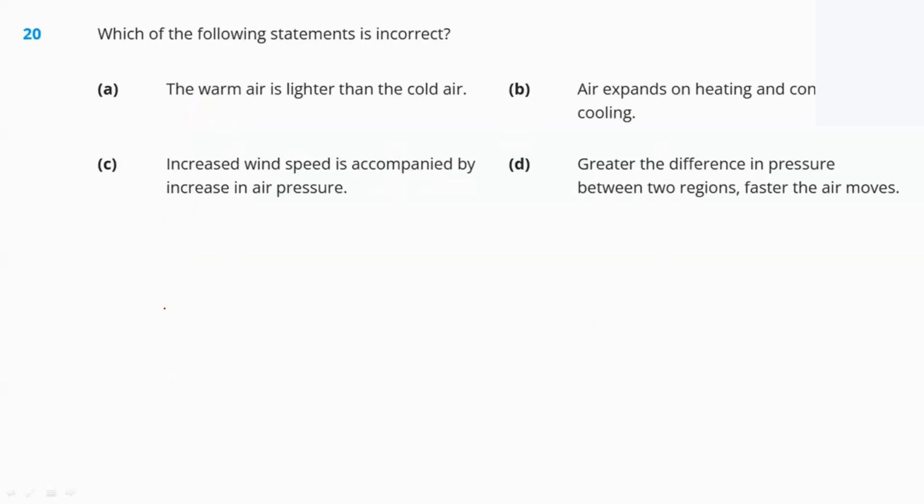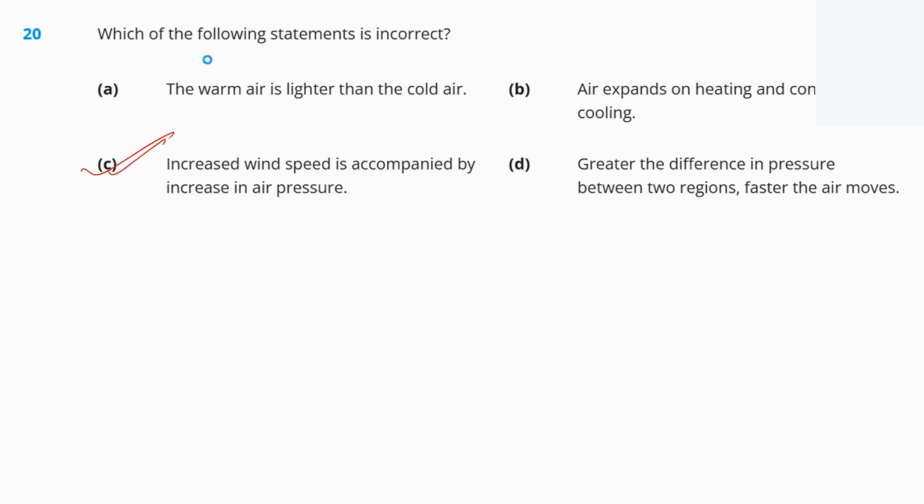Next one. Which of the following statements is incorrect? The warm air is lighter than the cold air. Yes, this is correct. Air expands on heating and contracts on cooling. This is also correct. Increased wind speed is accompanied by increase in air pressure. No, increased wind speed causes a decreased air pressure. So option number C is the incorrect statement.